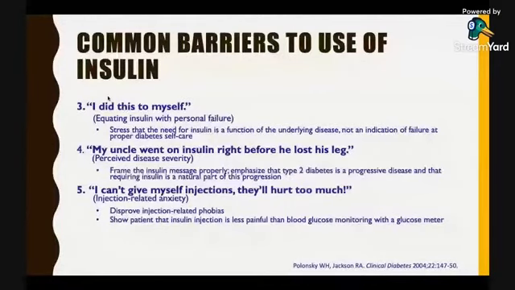"I can't give myself injections, they hurt too much." So again, injection related anxiety is there. So disprove injection related phobias, demonstrate them, show the patient that insulin injection is less painful than blood glucose monitoring with a glucose meter. And two very important things I do in my practice: tell them to change the needle after a single or a double prick, so no more than 2 pricks with the same needle, and don't use cold insulin. These two things, if you teach them, will be extremely effective.